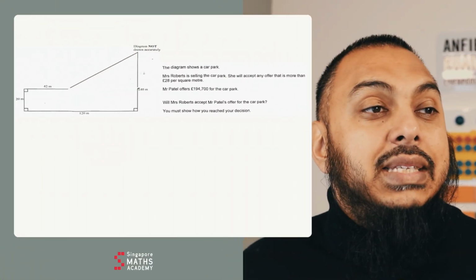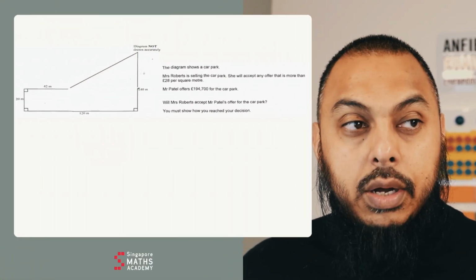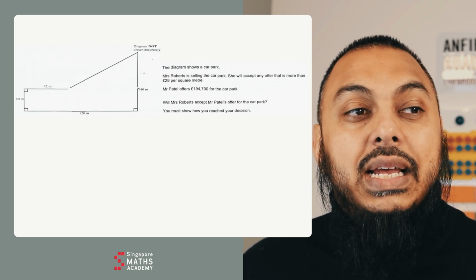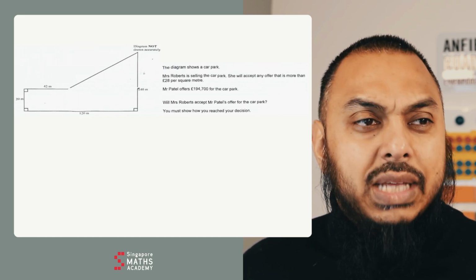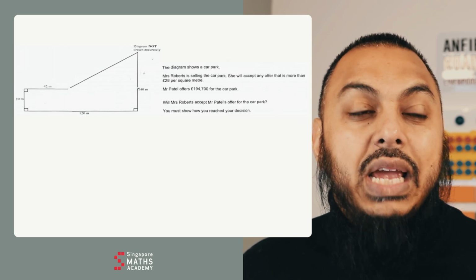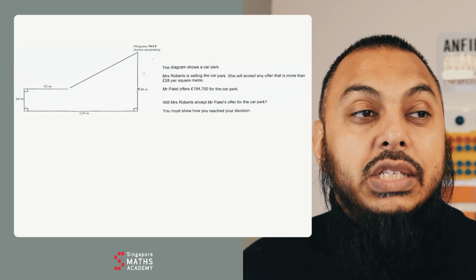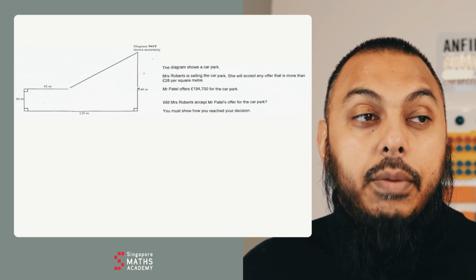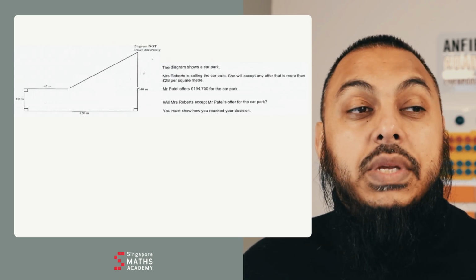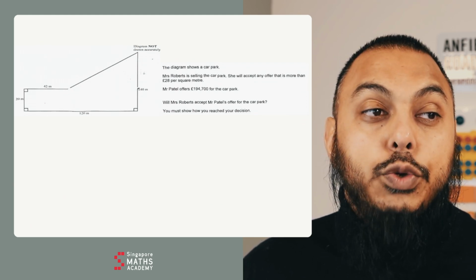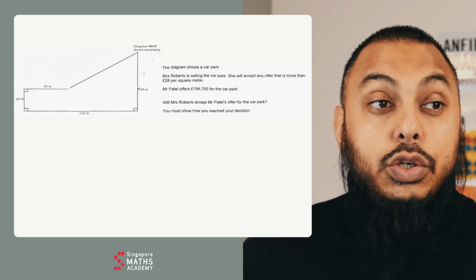The first one is on my board, and it says here, the diagram shows a car park. Mrs. Roberts is selling the car park. She will accept any offer that is more than £28 per square metre. Mr. Patel offers £194,700 for the car park. Will Mrs. Roberts accept Mr. Patel's offer for the car park? You must show how you reached your decision.